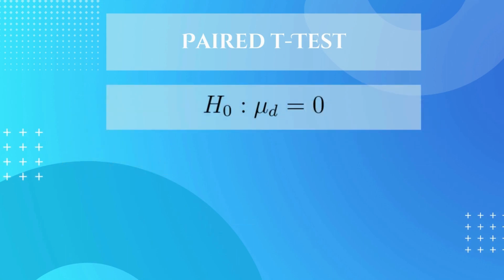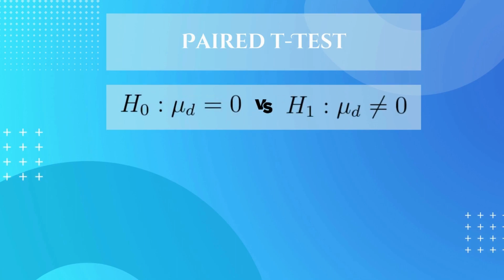The hypothesis for the paired t-test is as follows. The null hypothesis states that the mean of the differences is 0. In other words, there is no difference, while the alternative hypothesis states that the mean of the differences is not 0, and therefore there is evidence that there is a difference in the 2 means.